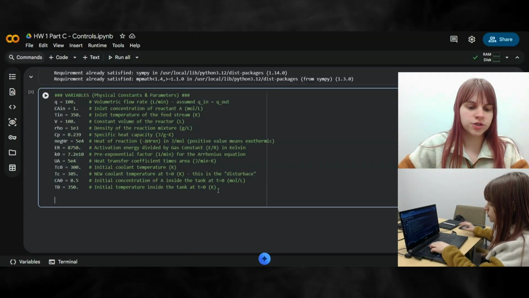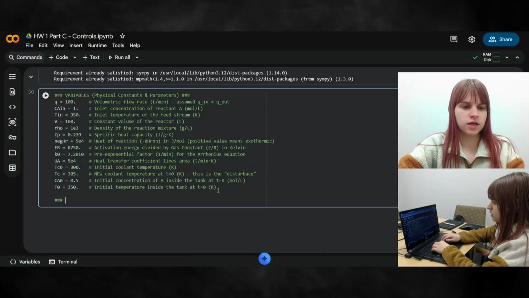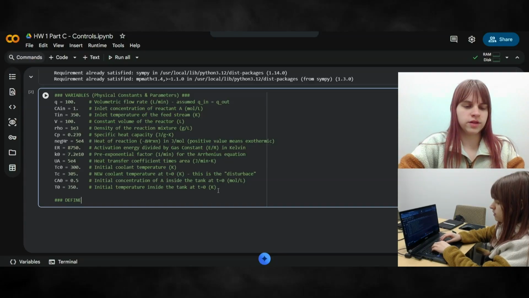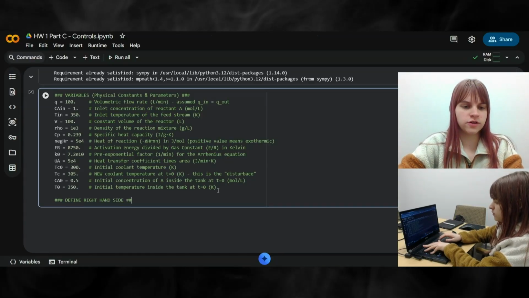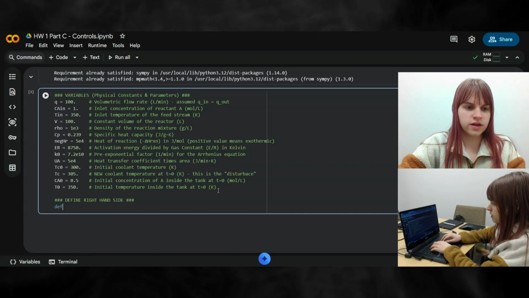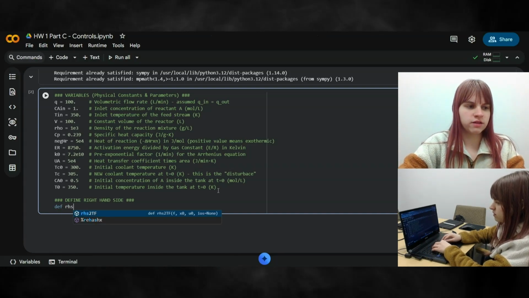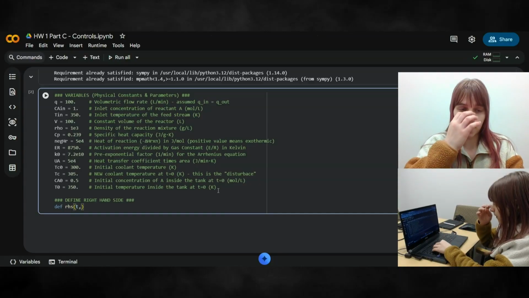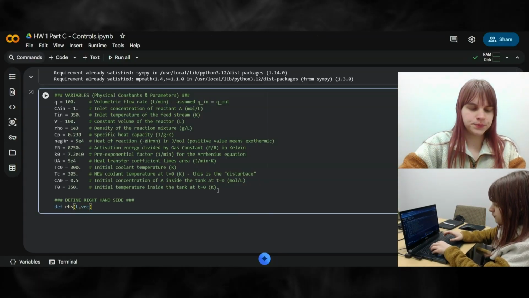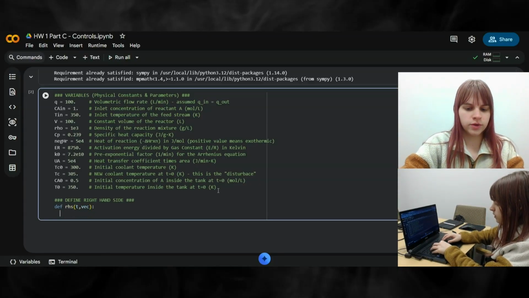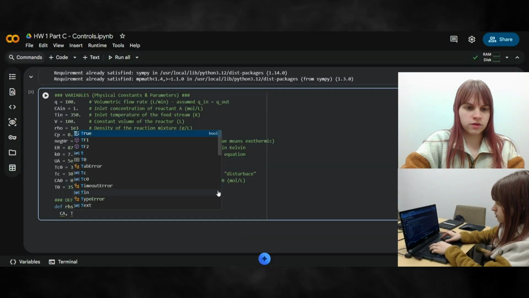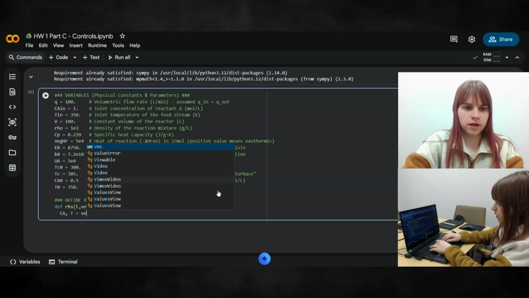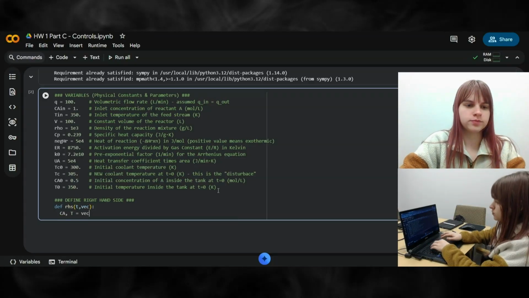Very similar to parts A and B, we're going to start with defining the right-hand side for our differential equation. So we want to say define RHS, right-hand side, T, vector, and we are looking at the concentration of A, temperature, and this is our vector.